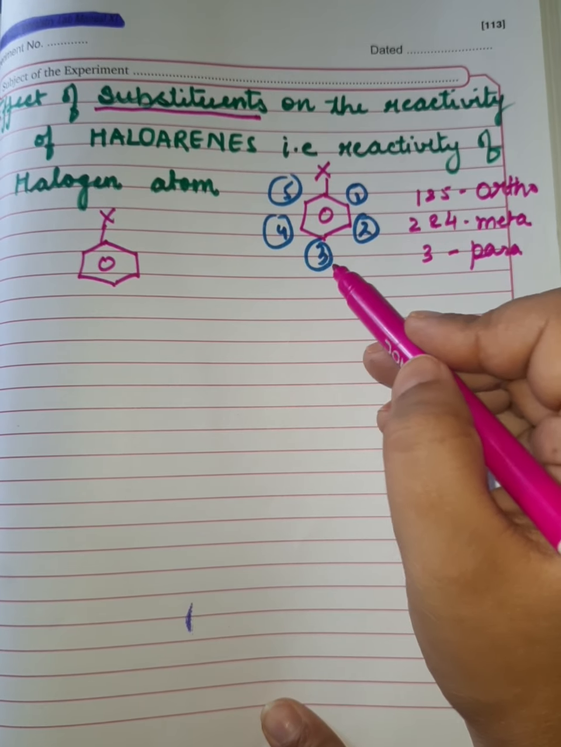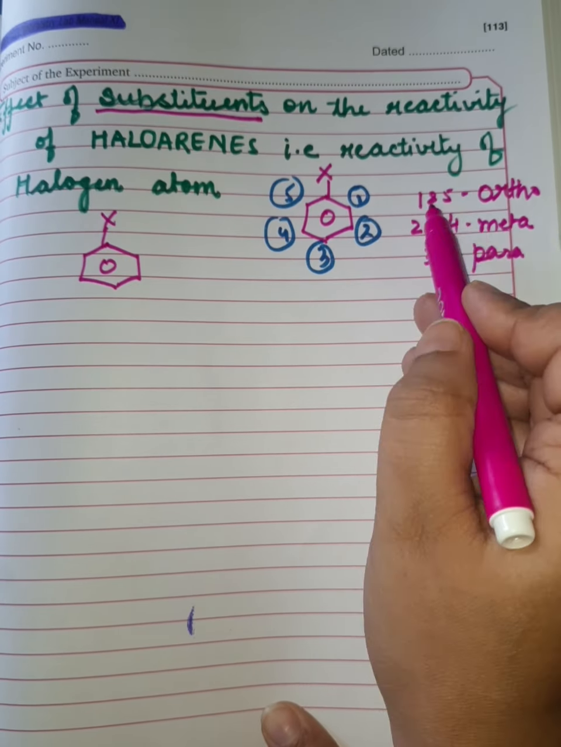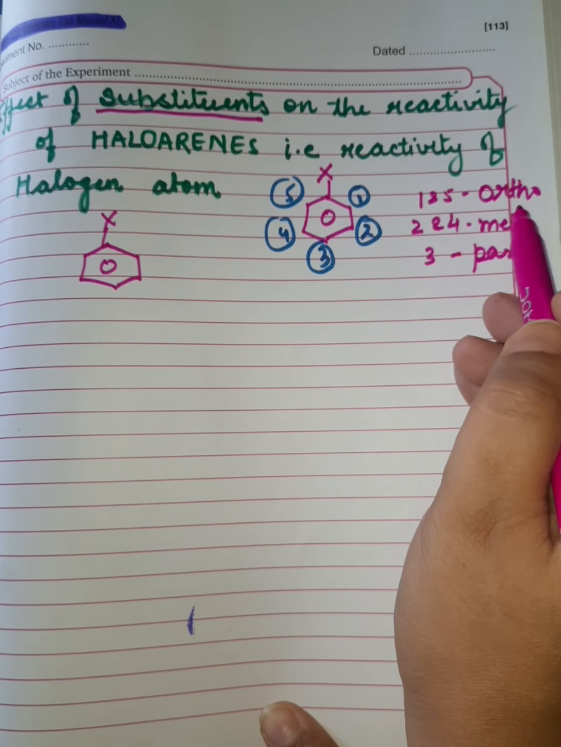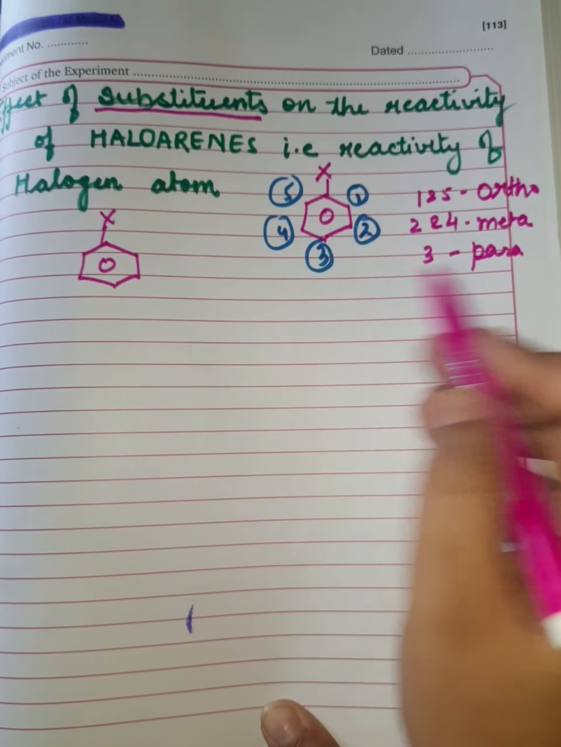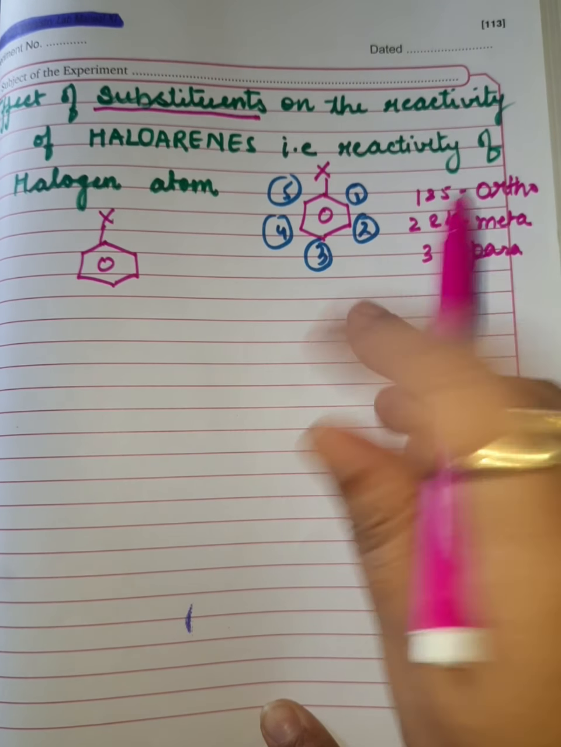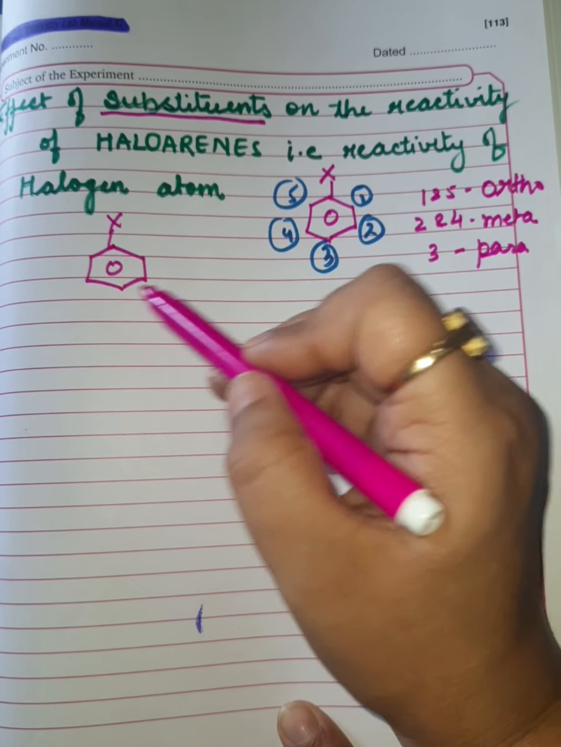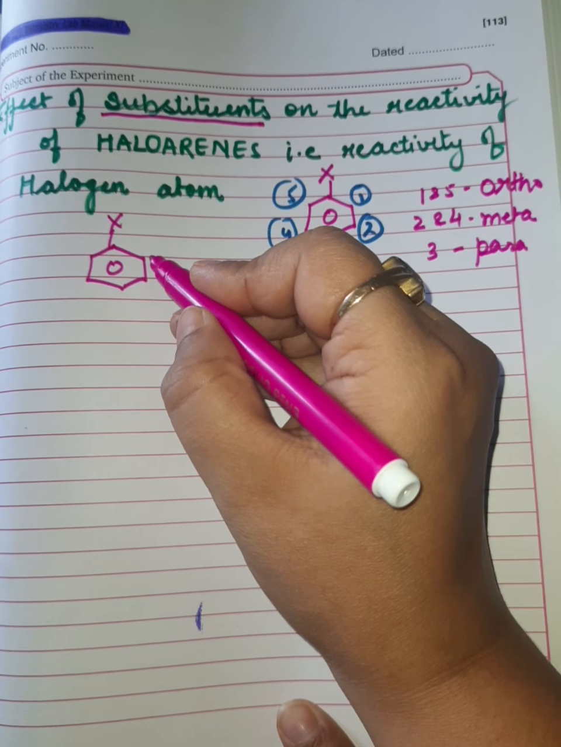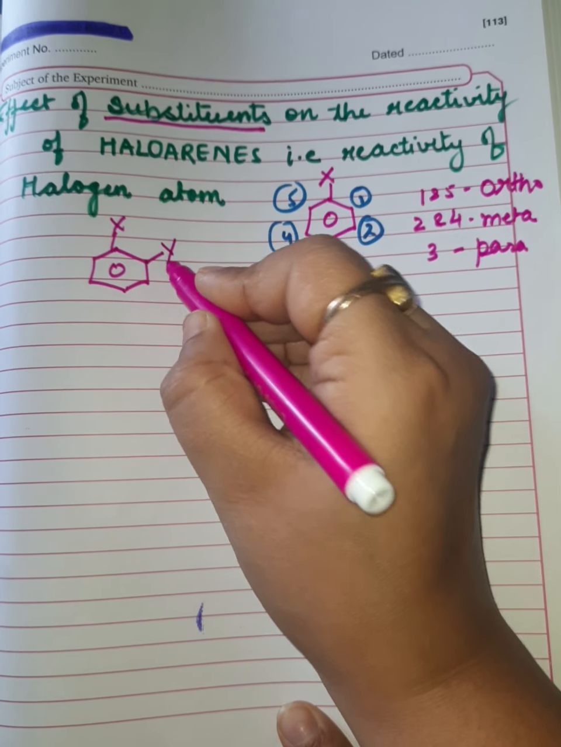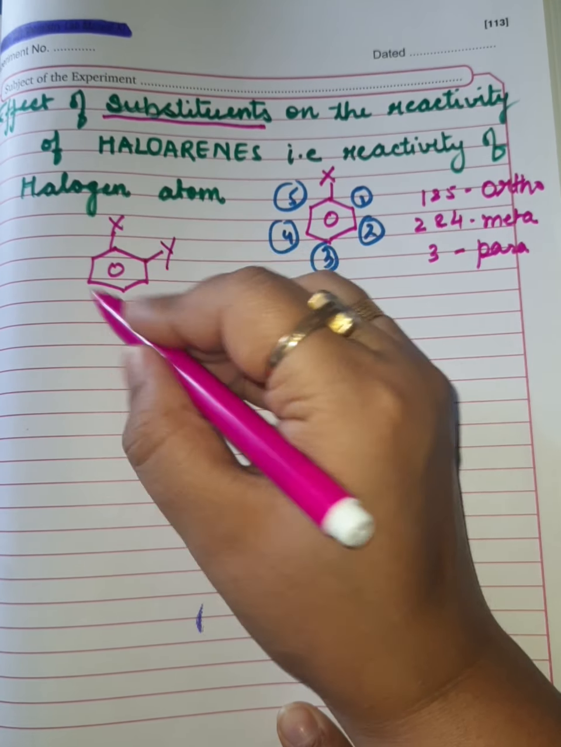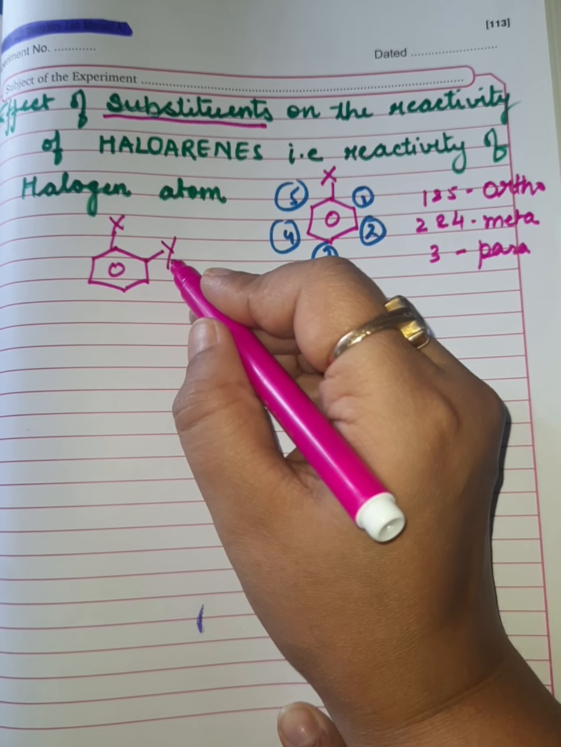They are 1, 2, 3, 4, 5. As we know, positions 1 and 5 are together called ortho position. 2 and 4 are meta position, and position number 3 is para position. So it means along with the halogen atom on the benzene nucleus, if any other substituent, say Y, is present on the benzene nucleus along with the halogen atom, this is called a substituent.